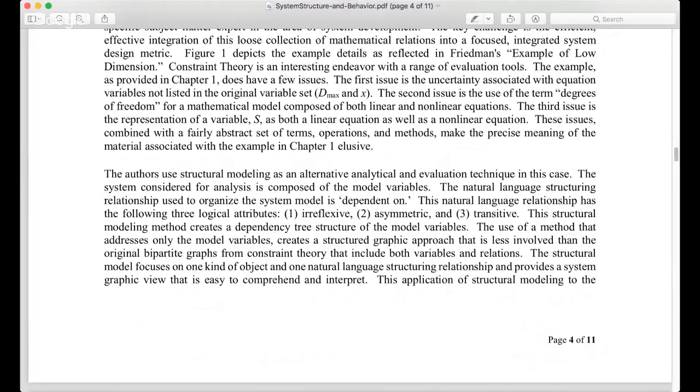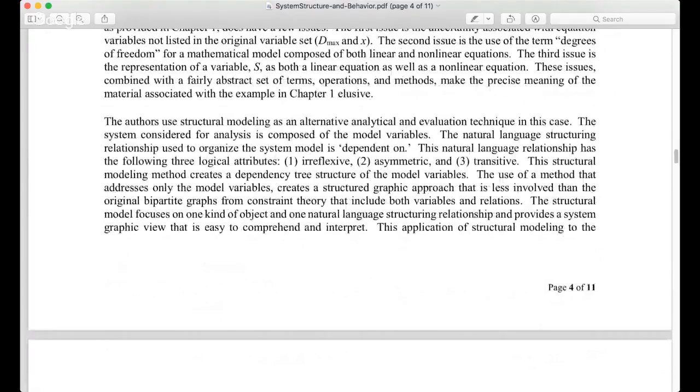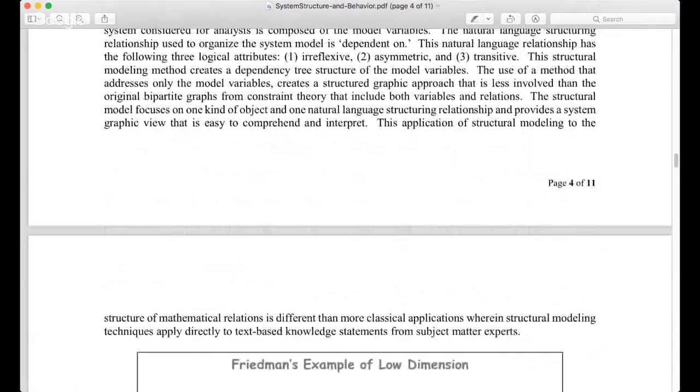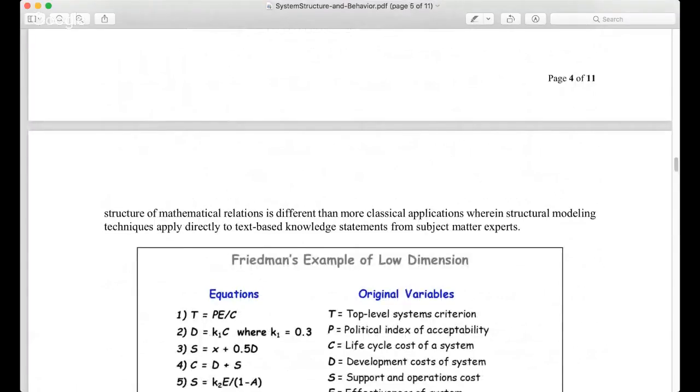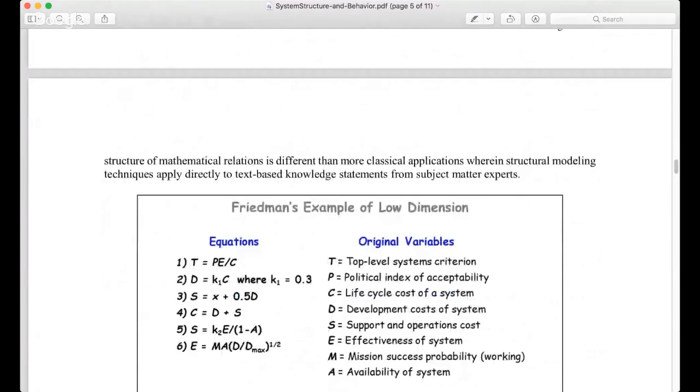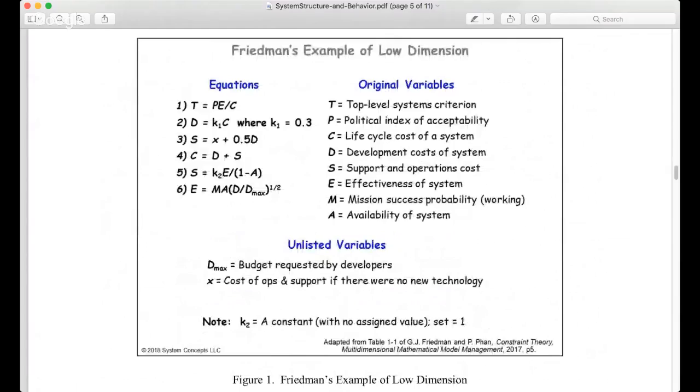So what we do now with that is we go through and create a dependency tree, and that creates another structure. So we have one structure of mathematical equations that are based on the mathematical rules. And now we're looking at it and saying, okay, we're now going to have a natural language relationship that says depends on.